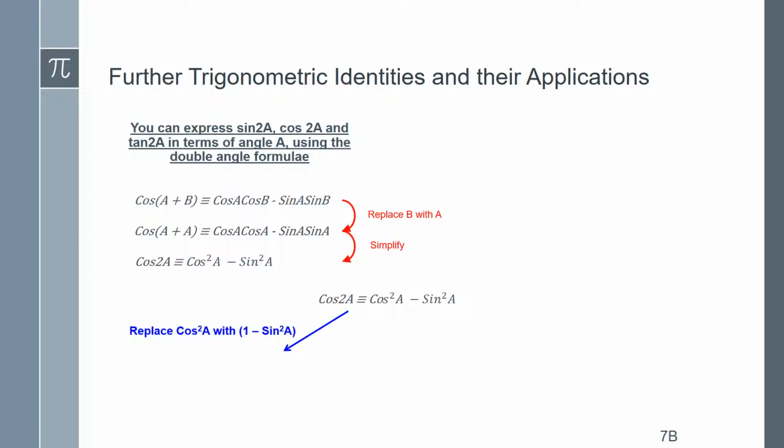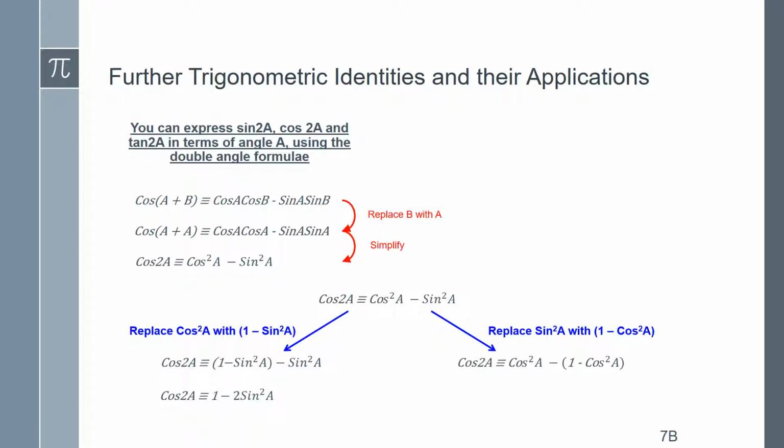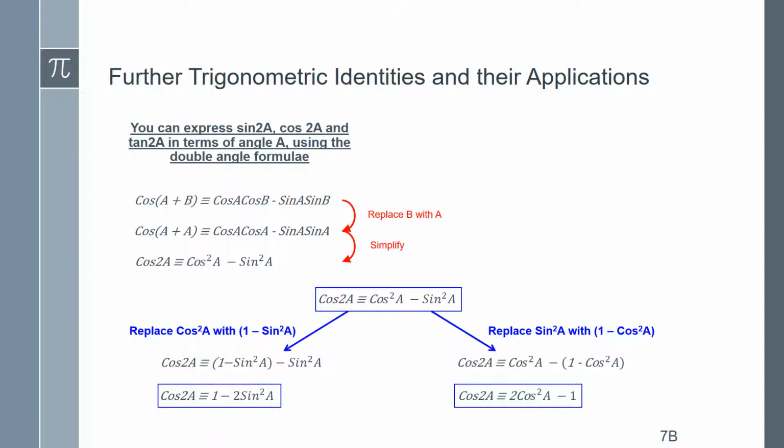We can replace cos squared A with 1 minus sine squared A to get 1 minus sine squared A minus sine squared A, or cos 2A is 1 minus 2 sine squared A. Or we could replace sine squared A with 1 minus cos squared A to get cos squared A minus 1 minus cos squared A, or 2 cos squared A minus 1. There's 2 more double angle formulas. So you can see there's quite a lot of these double angle formulas we need to know and be aware of, although we can work them out from the addition rule from earlier.